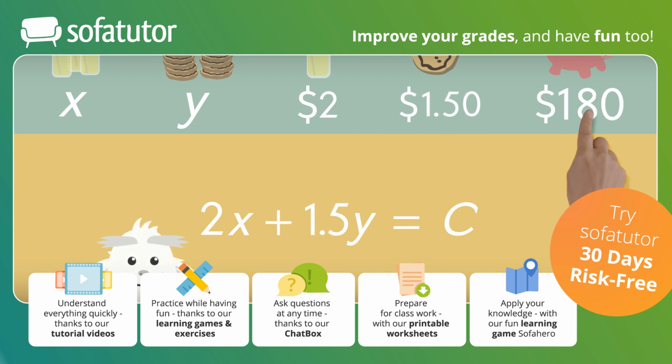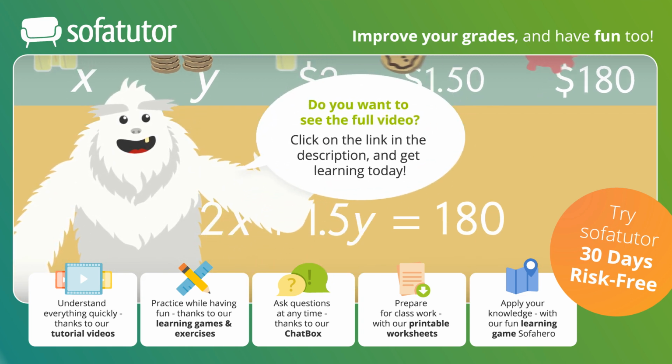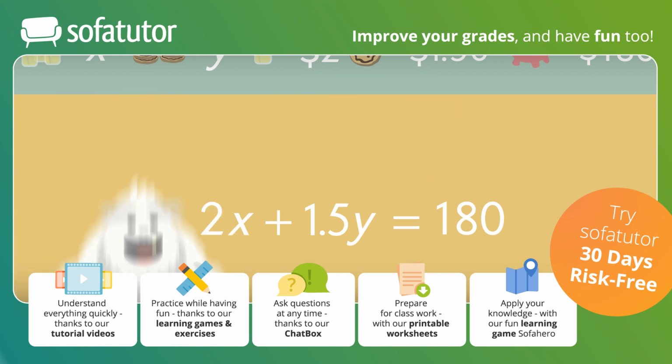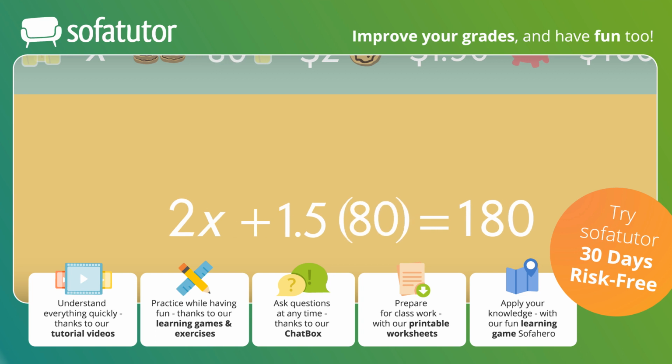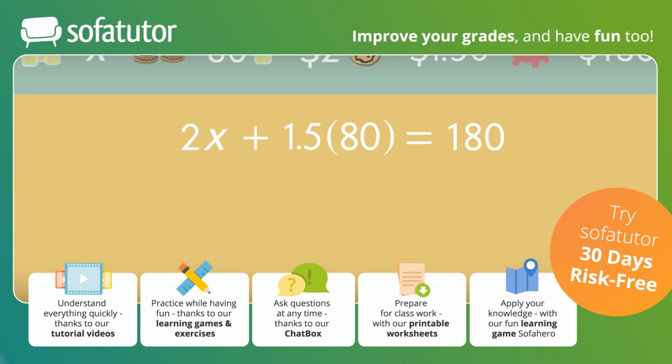180 can be substituted in for c. This represents Kayla's sales total for the day. So our expression to find the number of cups of lemonade Kayla sold, written in standard form, is 2x plus 1.5y equals 180. Since we know Kayla sold 80 cookies, we can plug this into y. Now we can solve the equation for x in order to find the number of cups of lemonade Kayla sold.